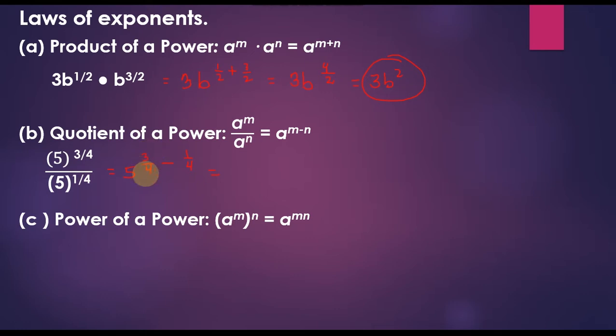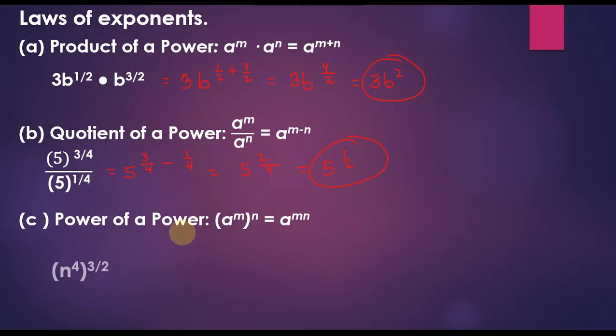Equals, they are similar fractions. Since they have the same denominator, we can now solve for the numerator. 3 minus 1 is 2. So 5 raised to 2. Then copy the denominator, 4. Then simplify 2 fourths, that is equal to 1 half. This is your answer for quotient of a power.